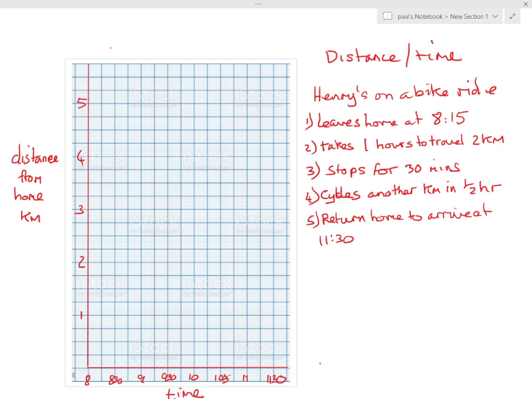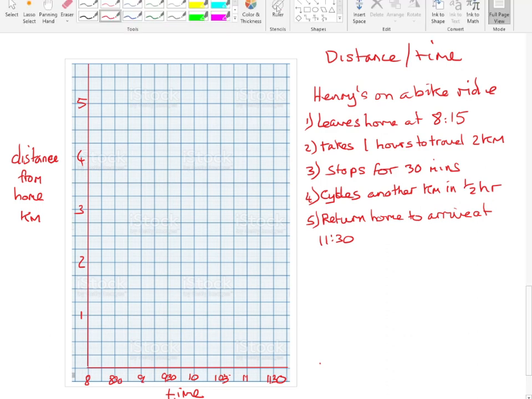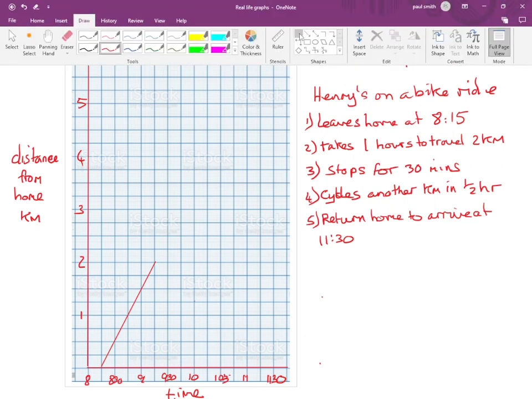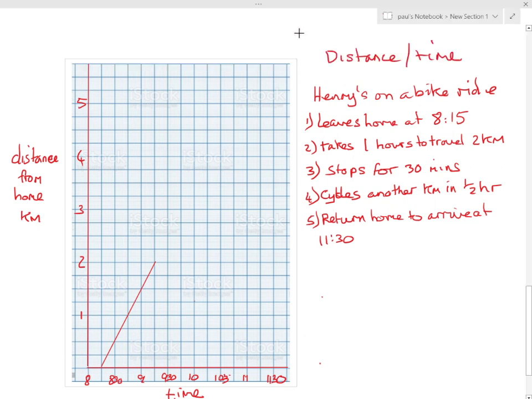Okay, so you've got 5 bits of information, and there are 2 questions on this, so let's fill this stuff in as we go along. He leaves home at 8:15, and it takes him an hour, which will be 9:15, to travel 2 kilometers. Then he stops for 30 minutes, from 9:15 to 9:45. He's not going any further away from home or any closer, so it's going to be a horizontal line.